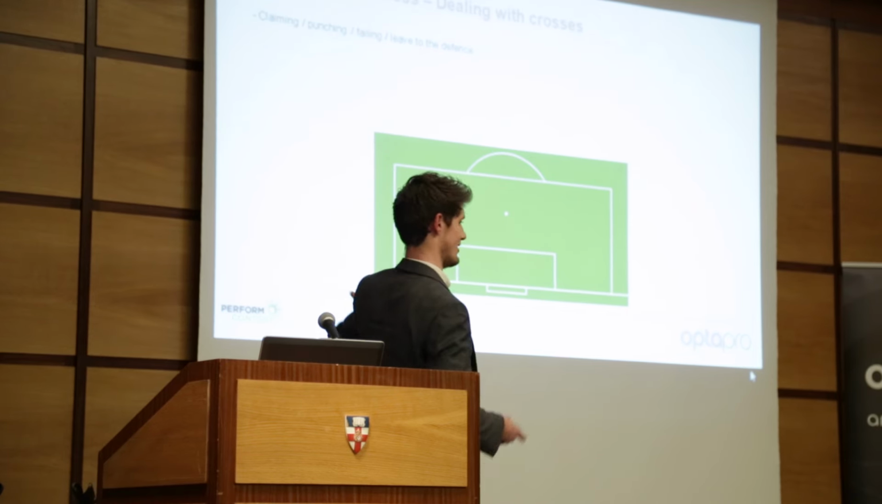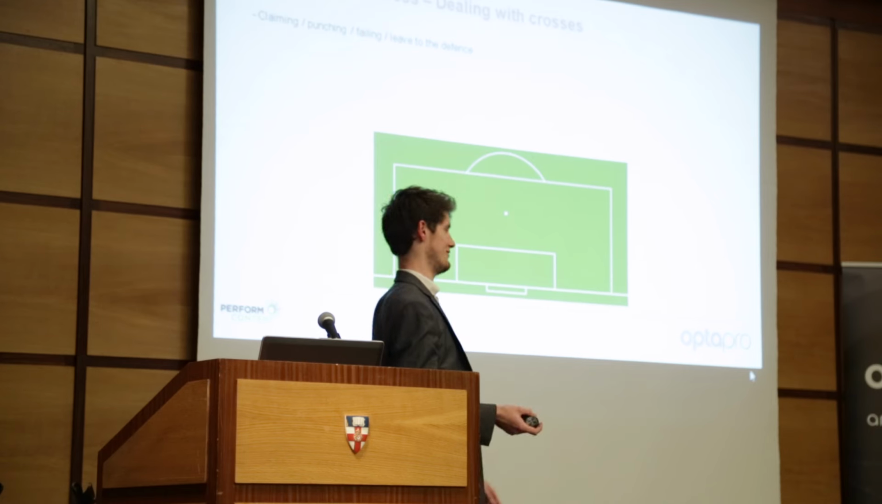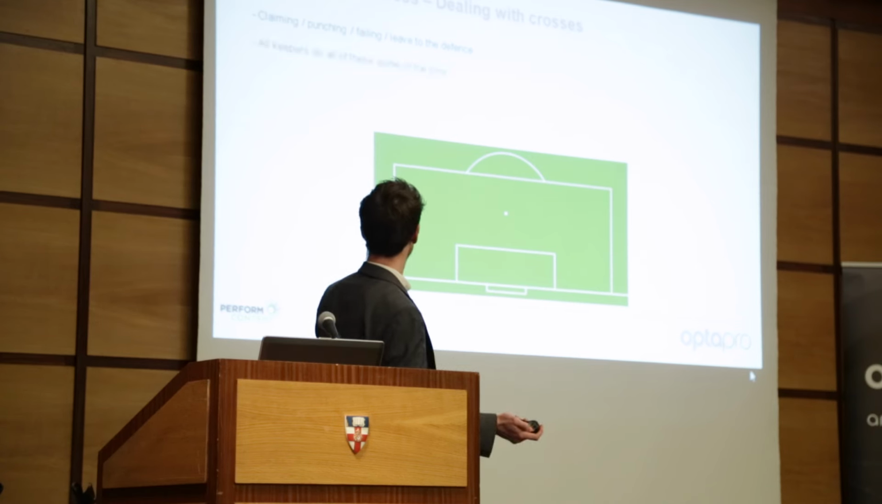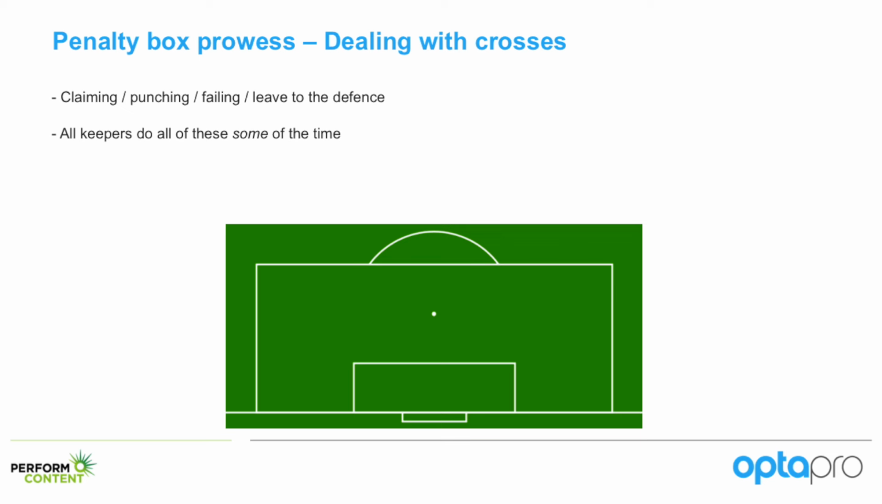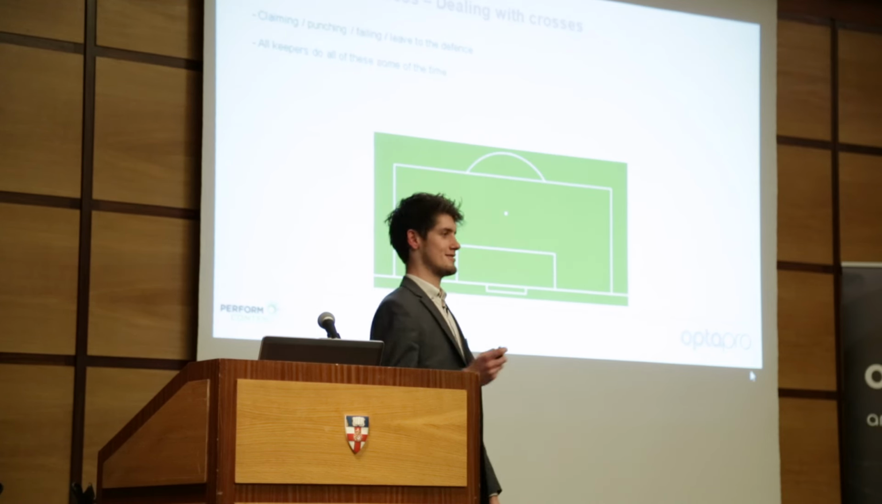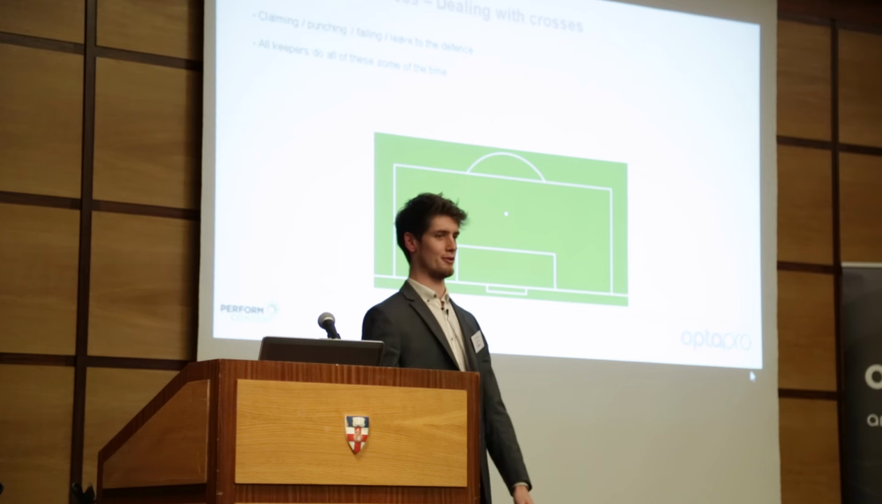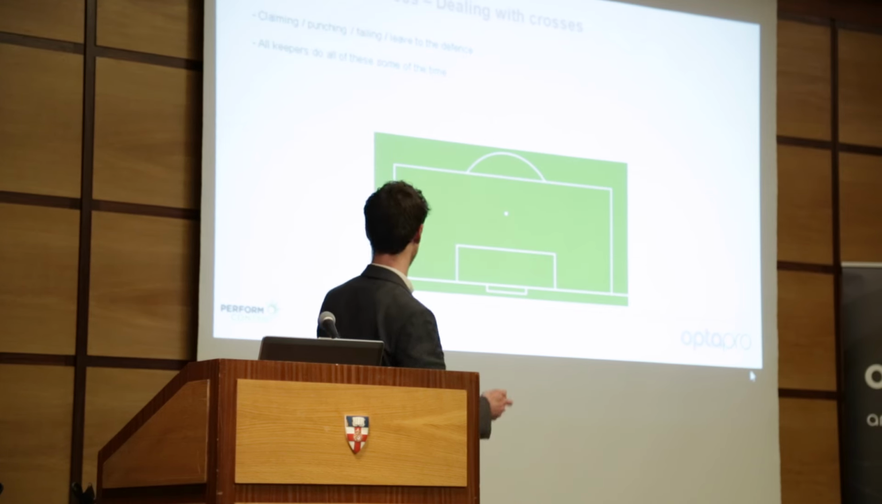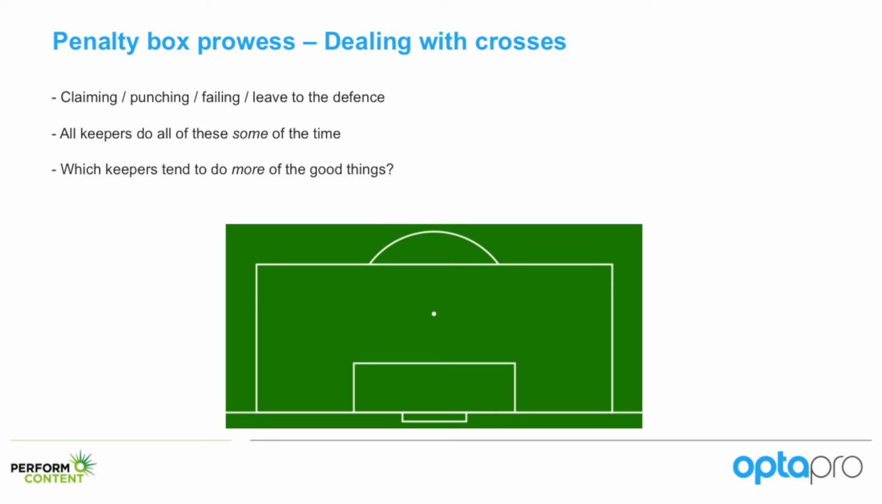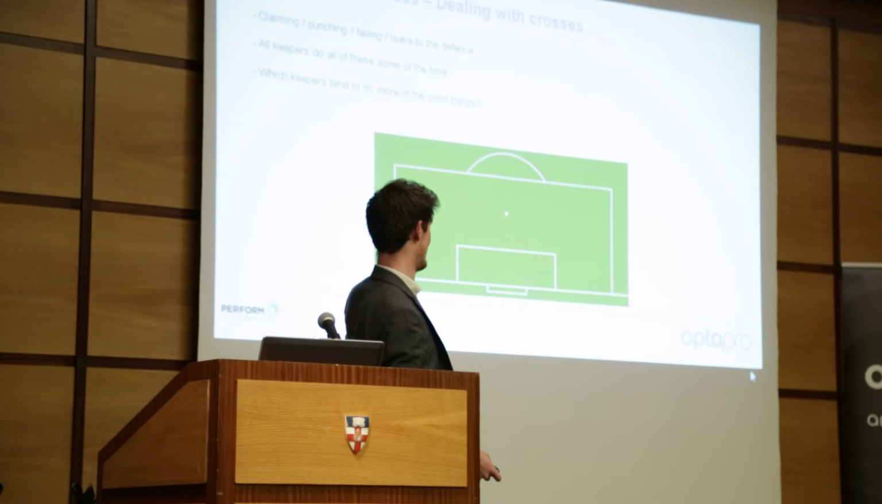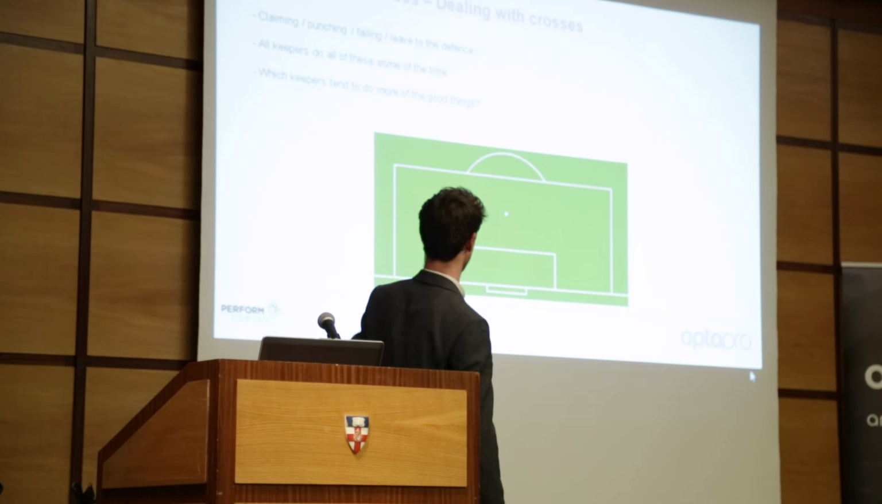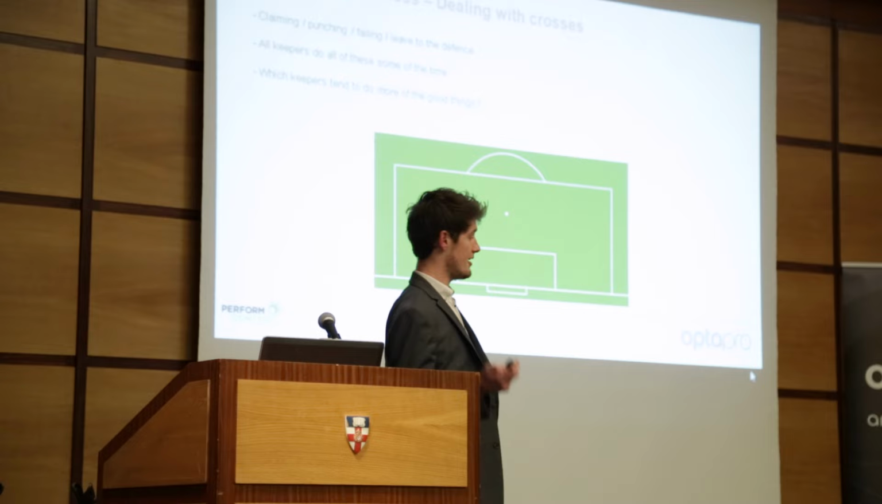Within attempting to claim it, they can drop it, fumble it, and generally make a hash of it. The point is, all keepers do some of these things at some point throughout a season or a couple of seasons. So if you're just watching one game and a goalkeeper drops a cross or makes an error, that's not necessarily an indication that over time they're a poor goalkeeper. Hopefully this analysis cuts through some of that and finds out which keepers do more of the good things more of the time. So it's probability based, trying to understand which keepers are going to gain good outcomes for the defence and ideally claim more of the balls into the box when they come in.